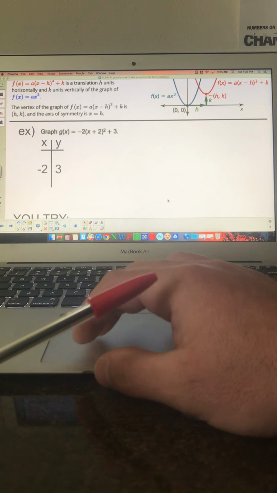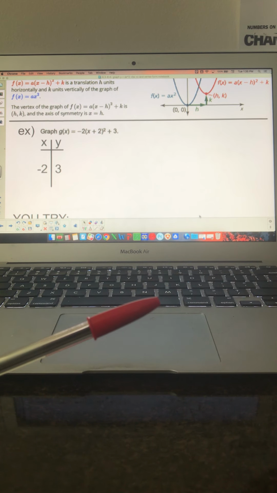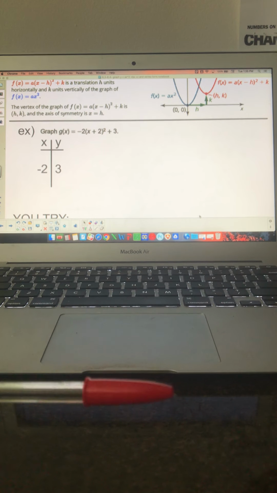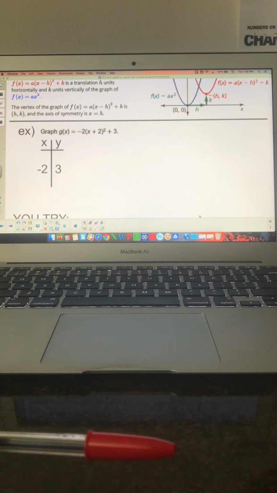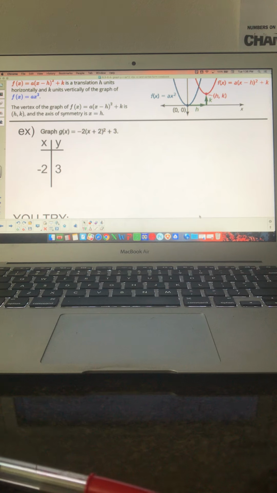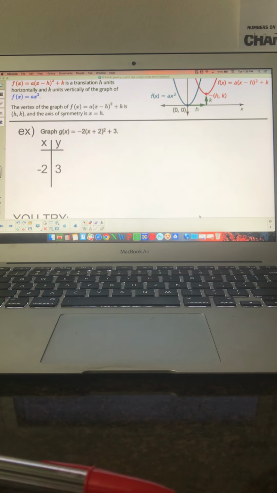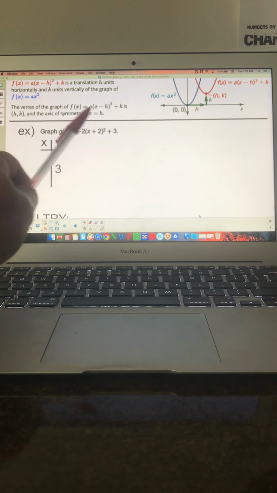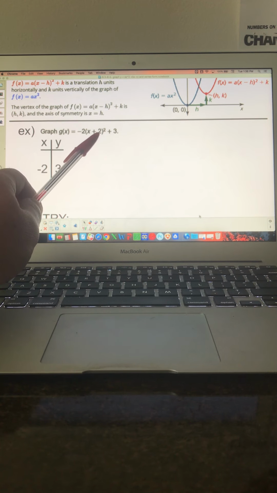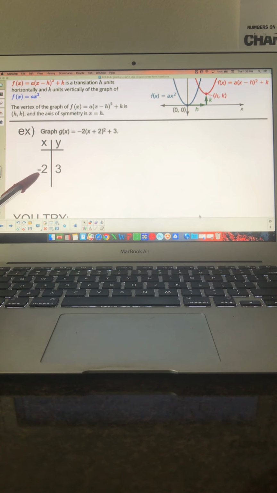So here we go, our example. When we're graphing, we always find the vertex first. We've established that. Axis of symmetry, vertex first. Because it's plus 2 in here, the x value of the vertex is really -2. Plus 3 outside is our y value. So this is our vertex, just like we've been doing.